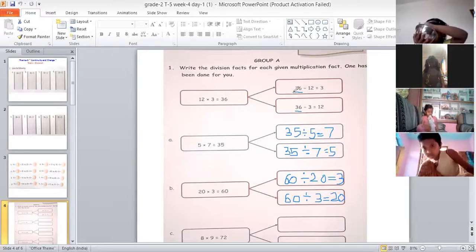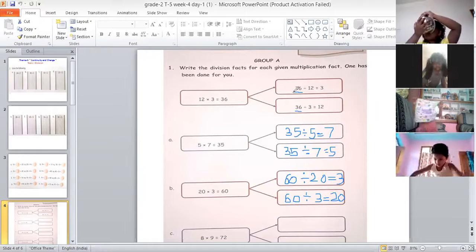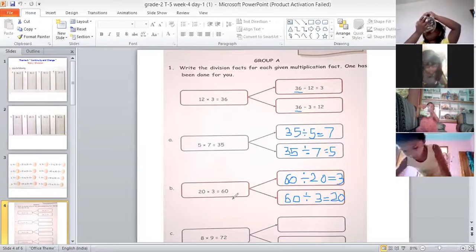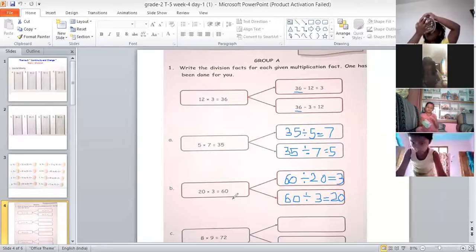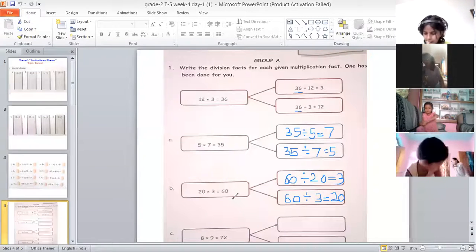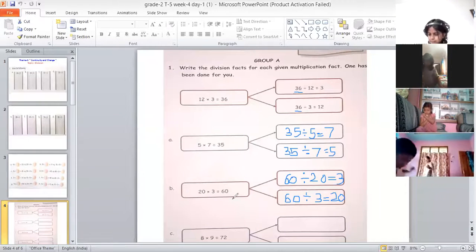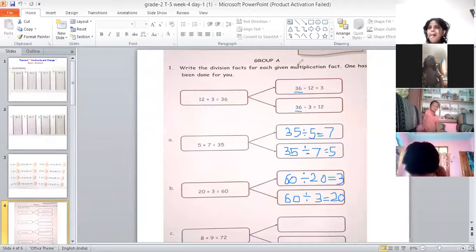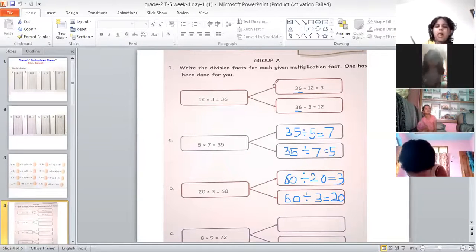Yes, Krishika, please unmute yourself. Yes, Krishika, you were raising your hand. Ma'am, you said 36 divided by 12... No, ma'am, that was the example. It's already done in your book. Yes, ma'am, but we should write the answer. What I wrote just now, you have to write these answers. That one is already done in your book. Yes, ma'am, but 'is equal to 3' is also an answer, no ma'am. Okay, ma'am.